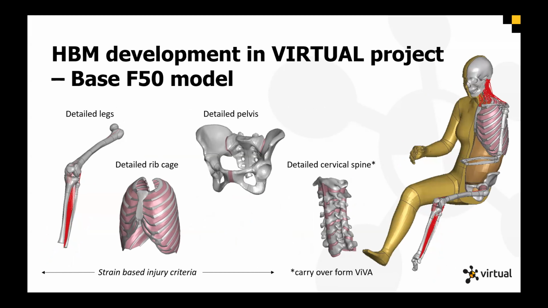Some parts of the models are modeled in greater detail based on the injuries we want to be able to estimate. And these parts are the legs, including the knees, the rib cage, and the pelvis. And here we aim for strain-based injury evaluation, meaning that the element discretization must be rather refined. The cervical spine was already detailed in the original VIVA model, and has been carried over to the VIVA Plus model.